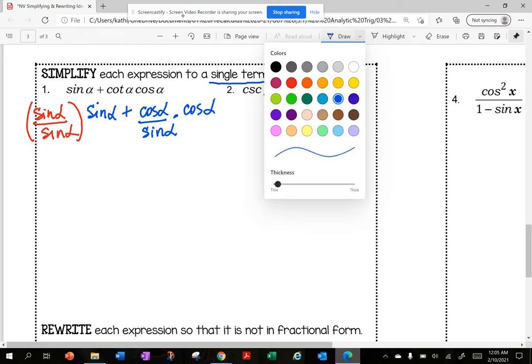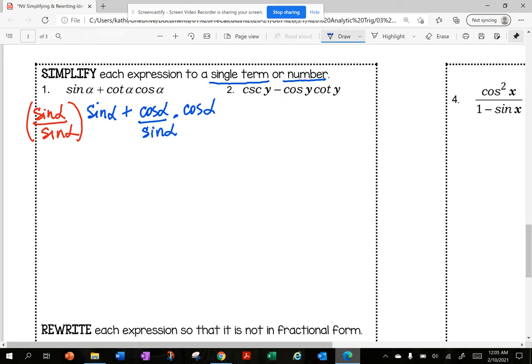So now I have numerator times numerator. So I have sine squared alpha plus cosine squared alpha all over my common denominator of sine of alpha. Well, I remember the Pythagorean identity is sine squared plus cosine squared equals 1. So I'm going to substitute the numerator with 1 divided by sine of alpha.